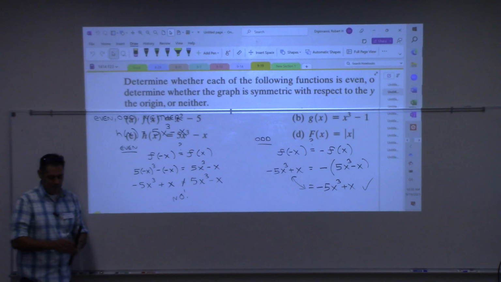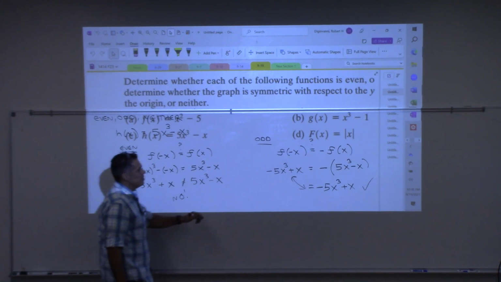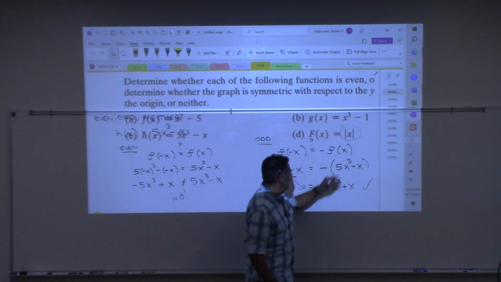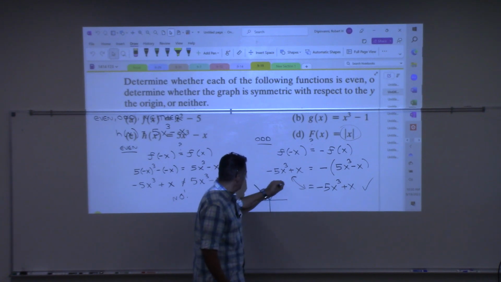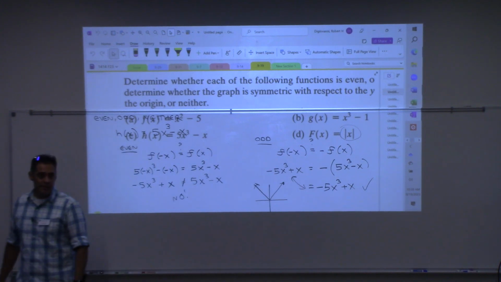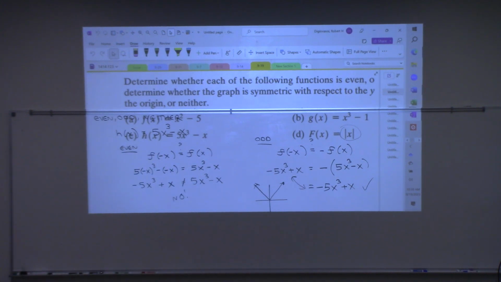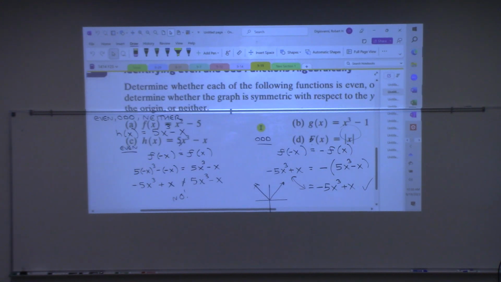So if you know what the graph looks like in your head, you can just do it quickly. If you knew that the graph of the absolute value of x looks like a V, then you could see that you have y-axis symmetry, which means it's even. Which is why we did the first part, right? We talked about graphs first, because if you know the graph, it's pretty simple. If not, you have to do it algebraically.